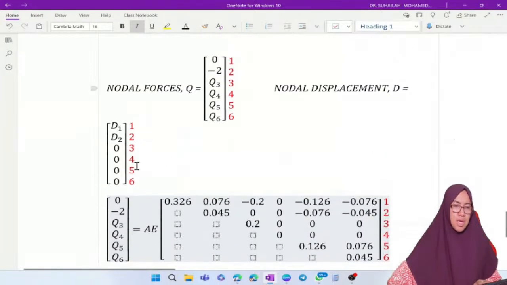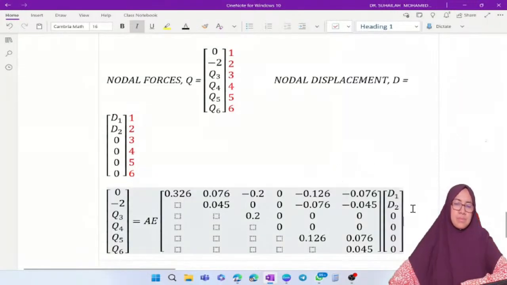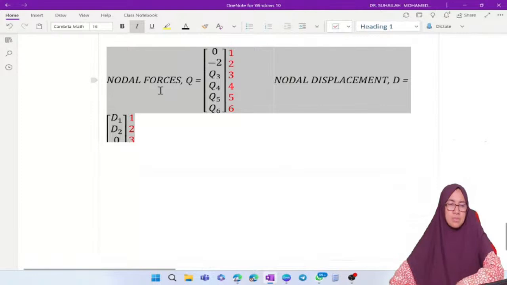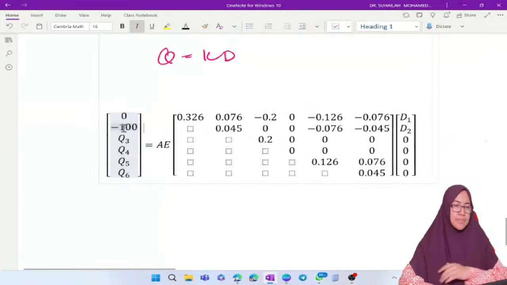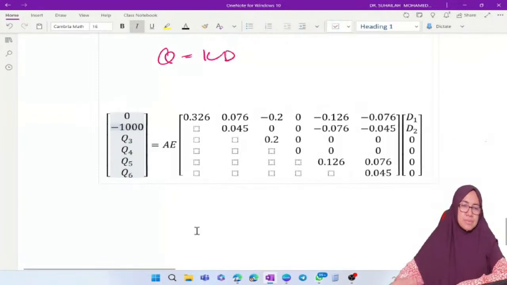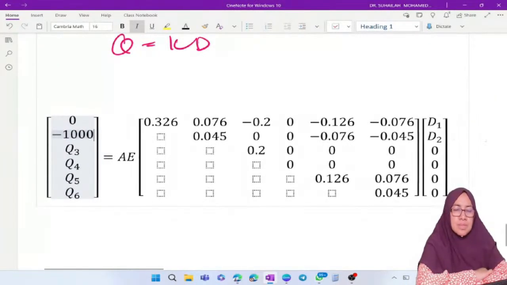Q, K, and D. Okay, so negative 1000. This is what we call the stiffness equation, or force displacement equation. Stiffness equation: Q is equal to KD.